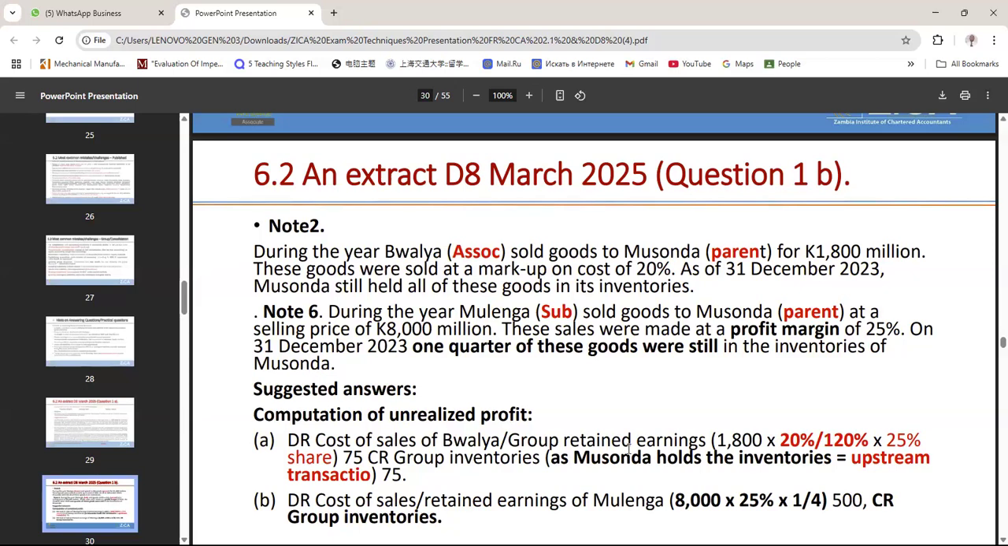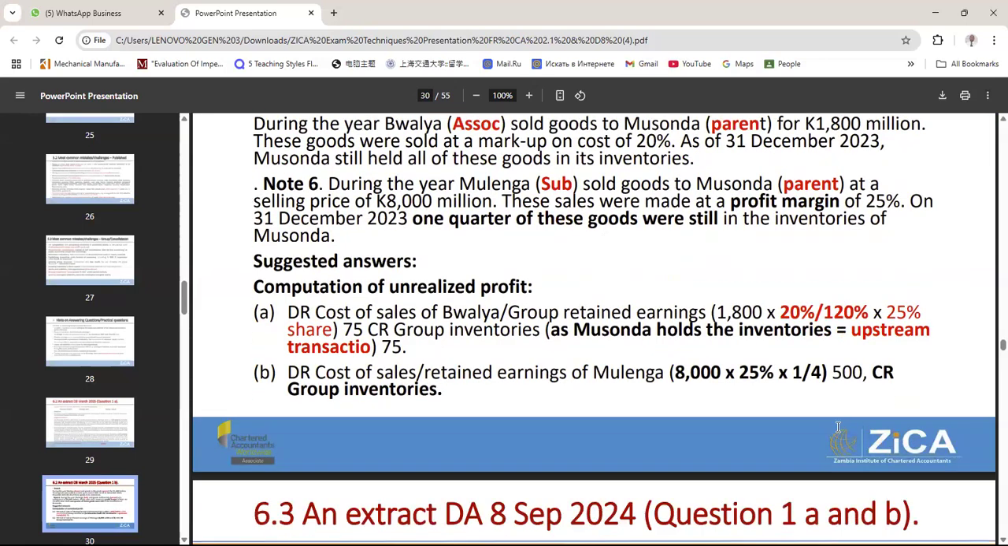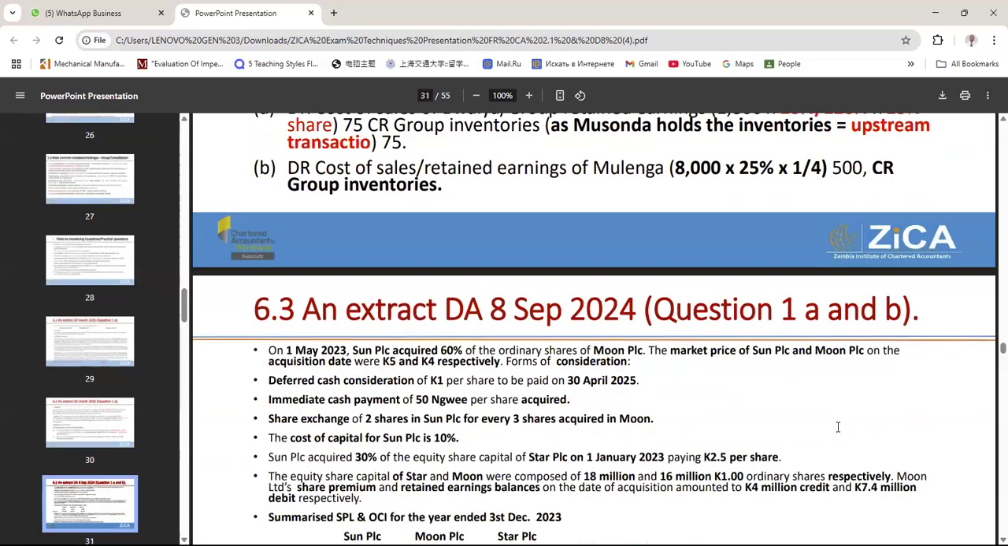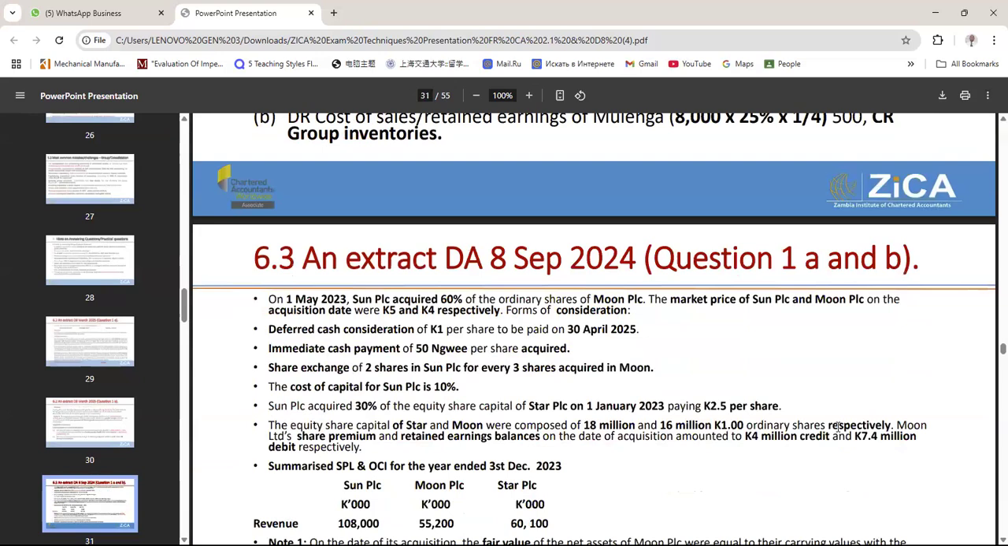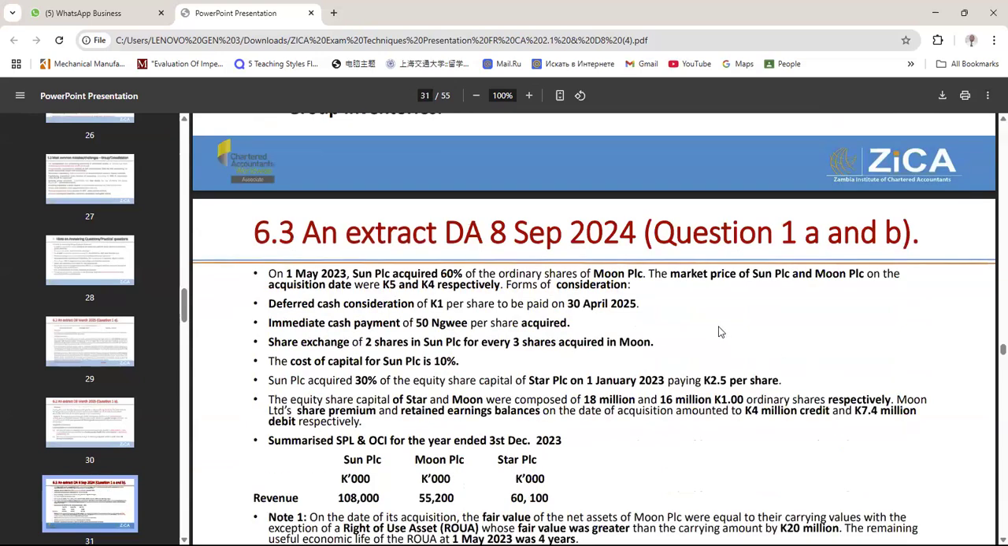My humble appeal, find time to go through this question. It was a good question. I went through this one. September 2024, if you check DA8 September 2024, question 1, it was on consolidation, where they acquired 60% of a subsidiary. Again, there was a deferred consideration. So what was tested, we are supposed to discount. Then immediately paid cash, which is simple. You debit cost of investment to create cash.